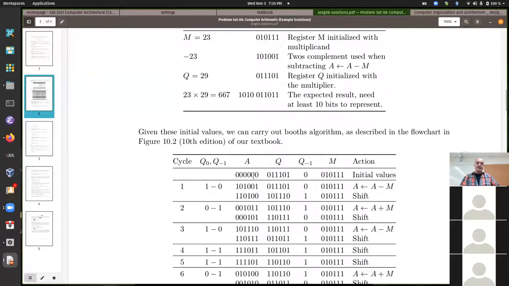So you initialize A to 0, initialize the Q minus 1 bit to 0, and lay out A and Q in this order because we're going to be doing shifting here. Like I said, the alternative I've seen, I think everybody was using probably the same alternative, but it used Q in front and then the 0 bits in the back and shifting in a different way.